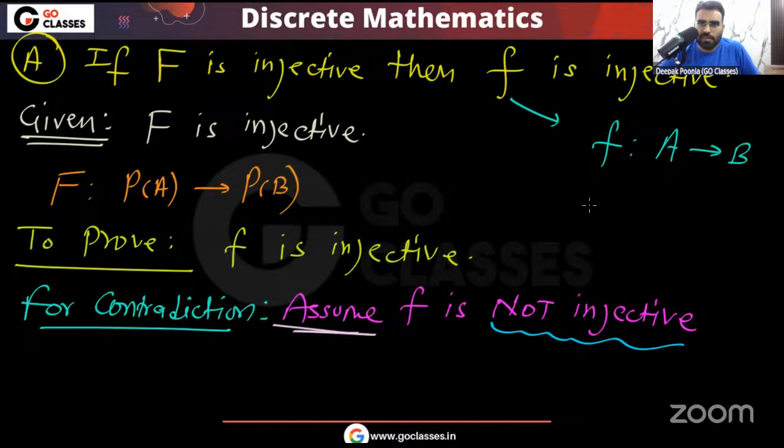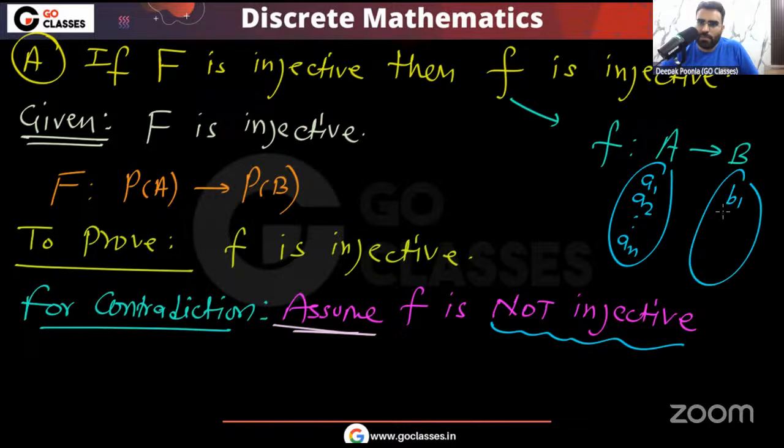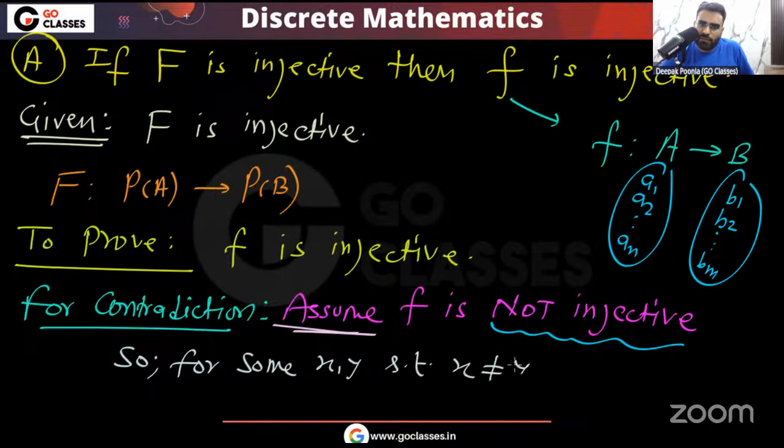Okay, so let's assume that in this A you have elements like a1, a2 and so on, an, and in this B you have elements like b1, b2 and so on, bm. Now, because you are assuming that small f is not injective, there are at least two different elements for which the image will be the same. You can assume those two elements are x comma y. So for some x comma y, such that x and y are different, their images are the same: small fx equal to small fy. Correct? Very simple. I hope you understood.